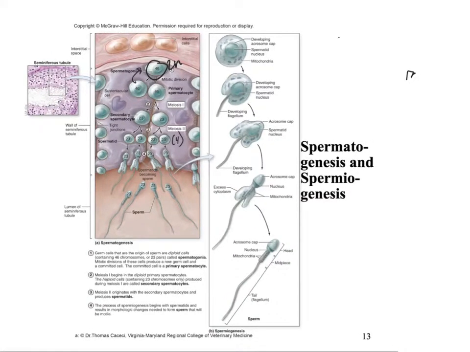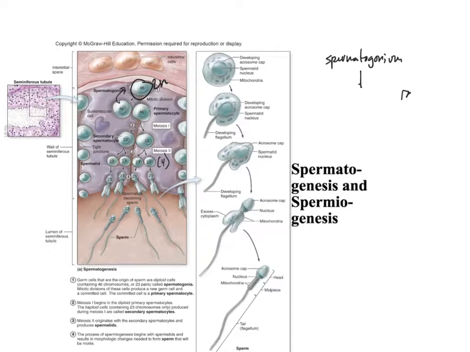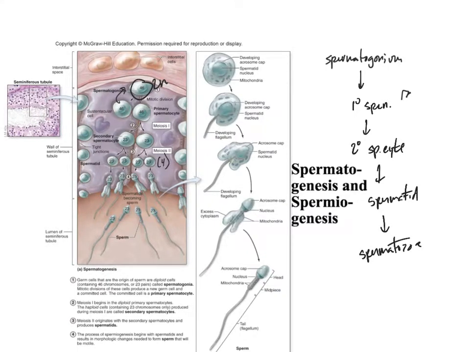So this overall process, we go from spermatogonium, then primary spermatocyte, then secondary spermatocyte, then spermatid, then spermatozoa. That's the process. That's diploid, and all of them down here are haploid. Questions on the overall process of spermatogenesis?